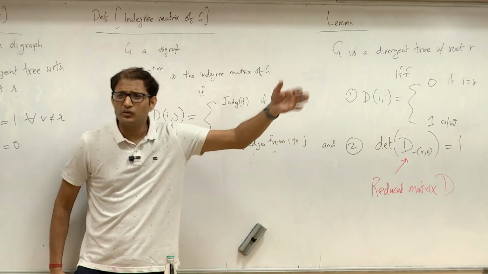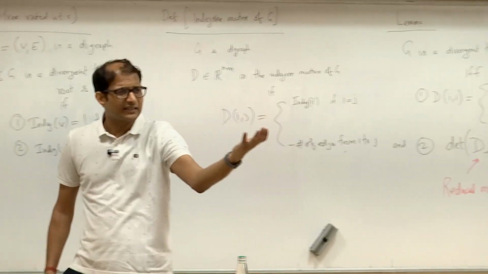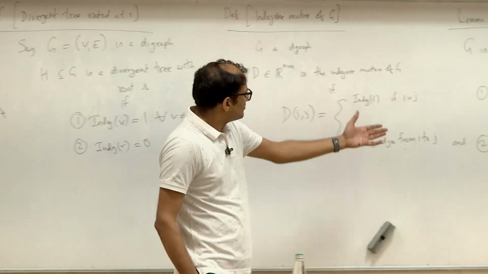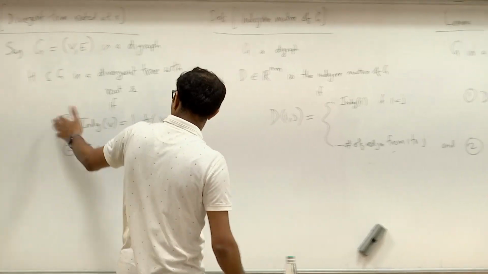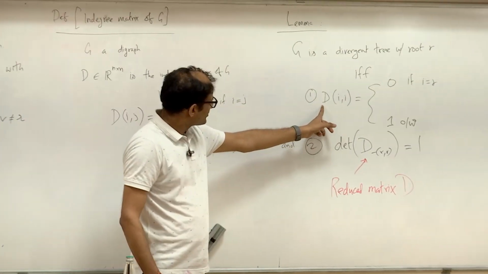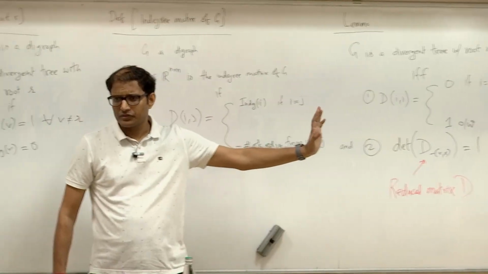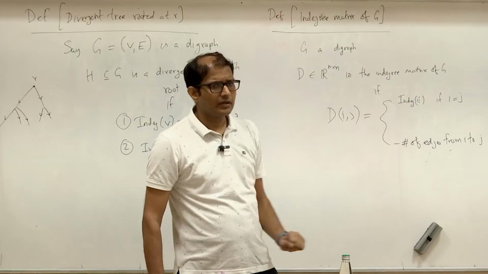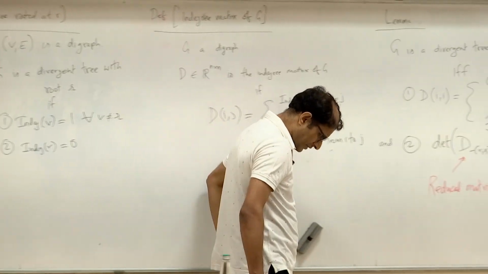If G is a divergent tree with root R, build its in degree matrix and see what you get. Look at this, it is just a type check. The first item just follows. So I guess everybody is happy? Now the second item, okay?